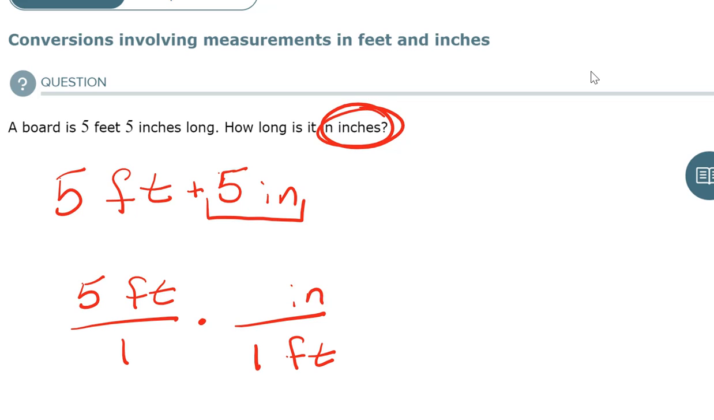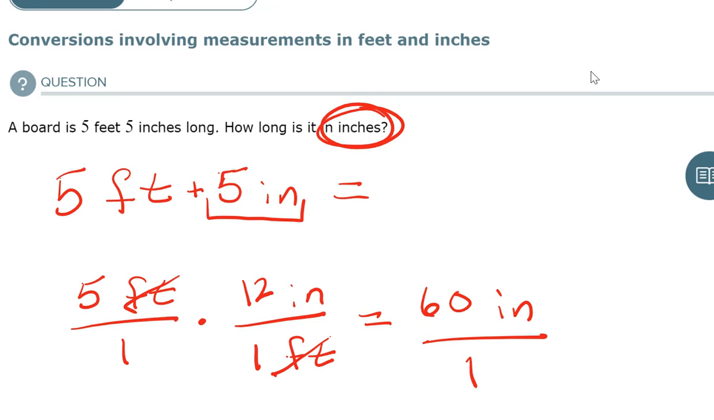And I know that 1 foot and 12 inches are the same thing. Feet over feet go away. 5 times 12 is going to give me 60 inches all over 1. 60 inches. 60 inches is 5 feet. I have a board that's 5 feet, 5 inches, so I have the 5 feet is now 60 inches, plus the 5 inches I already had. So my final answer is 65 inches.